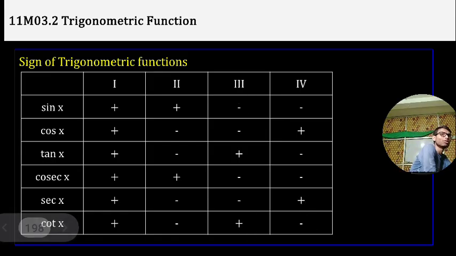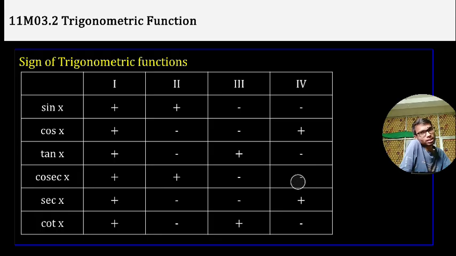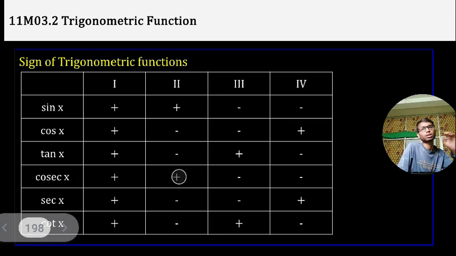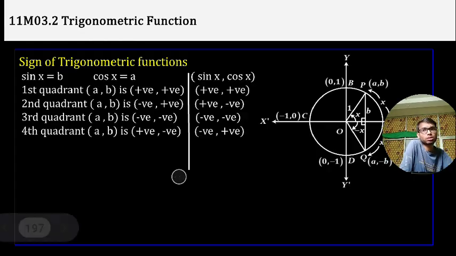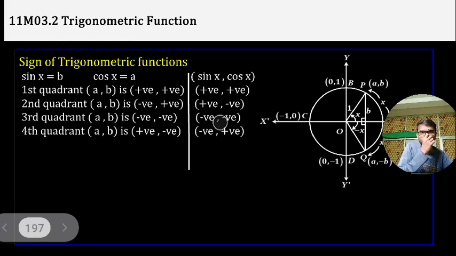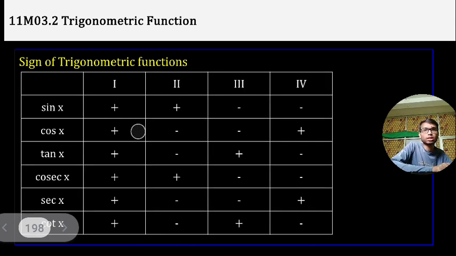Cos and sec would be positive. But in the second quadrant, sine and cosec, not sine and cos. Try to understand here. In the second quadrant, sine is positive, so the reciprocal of this would also be positive. The reciprocal of sine is cosec. That's why we are saying reciprocal. Sine x is positive, so the reciprocal of this would be positive.